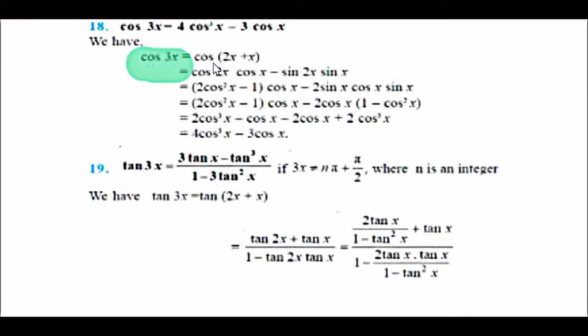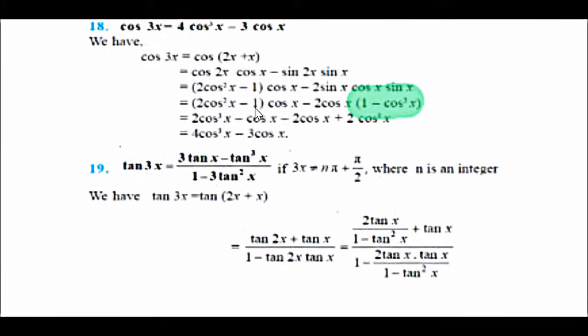So cos 3x can be written as cos (2x plus x). Now for cos (a plus b), this is the formula you have to use: cos a cos b minus sin a sin b. Now you know that cos 2x is nothing but 2 cos square x minus 1, and also sin 2x can be written as 2 sin x cos x. See, there are two sin terms here, sin x and sin x, so you can write this sin square x as 1 minus cos square x.